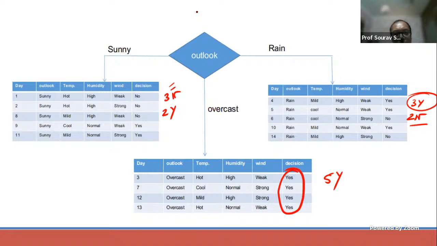Anyone? Anyone? Sanyam is saying 4 by 4 plus 2 by 5 plus 3 by 5. Okay, we'll come to that.